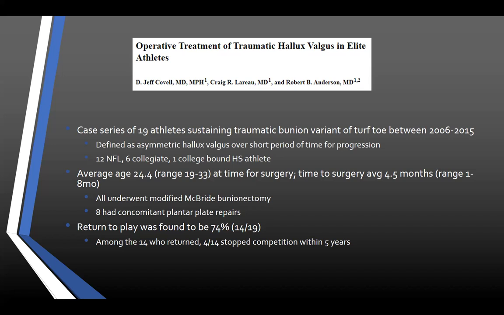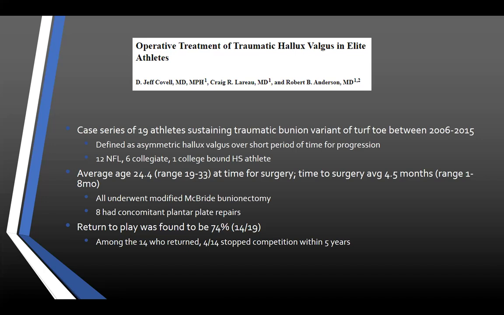The average age of the patients in this study was approximately 25 at the time. 8 of them needed a plantar plate repair in addition to their modified McBride bunionectomy for their traumatic hallux valgus. There was a much larger time range of surgery, but on average it was performed approximately 4.5 months after injury. One of the big takeaways I found from this paper was that their outcomes were not quite the same as the prior studies. Their outcomes highlighted that this is a much more significant variant of turf toe.